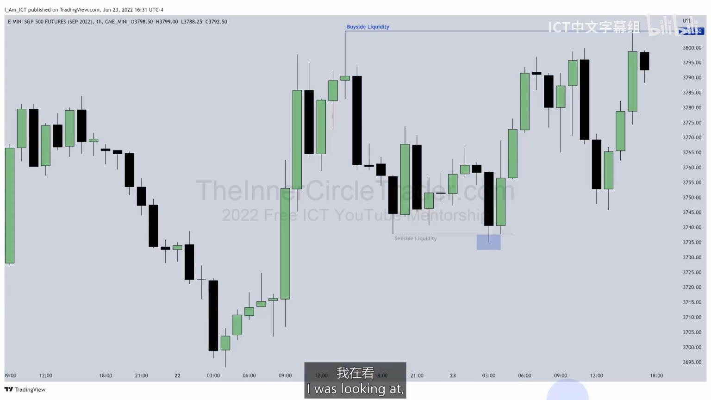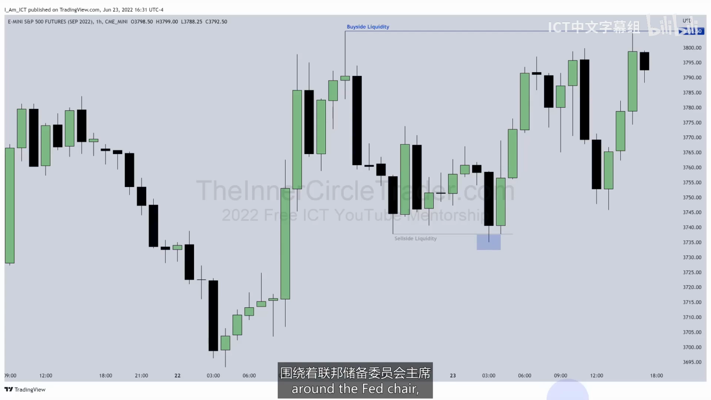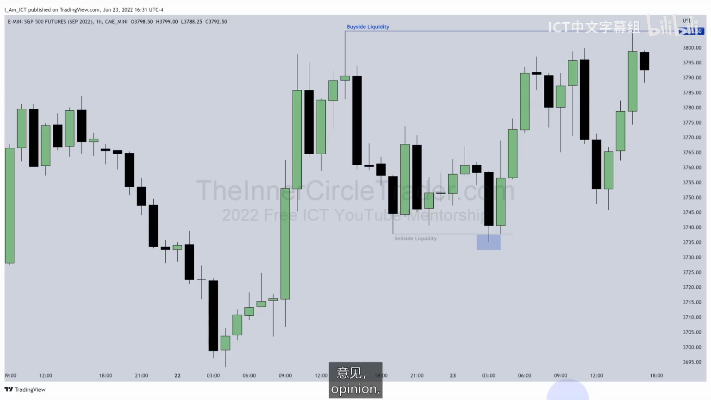And this morning on Twitter, I was expecting actually a little bit more volatility around the Fed chair Powell speaking at 10 o'clock in the morning. And we didn't get a whole lot of excitement, but we did get to see ICT's expectation fall short. So that's one of the benefits of seeing it live with me. An expectation, an analysis, a call, a viewpoint, a perspective, opinion, not coming to pass. Okay.